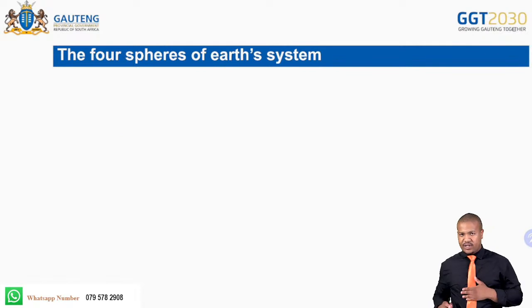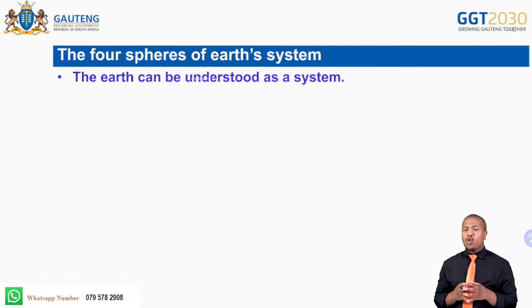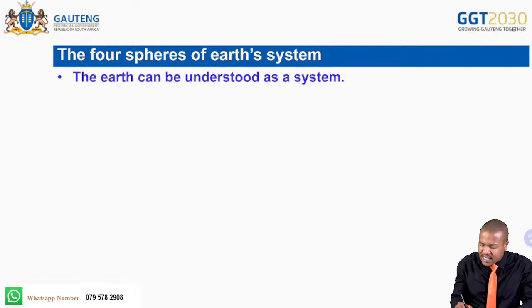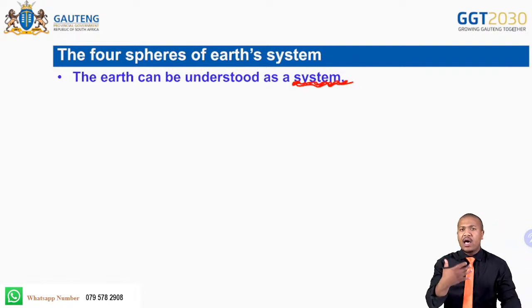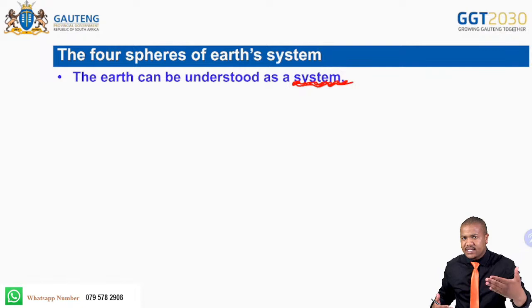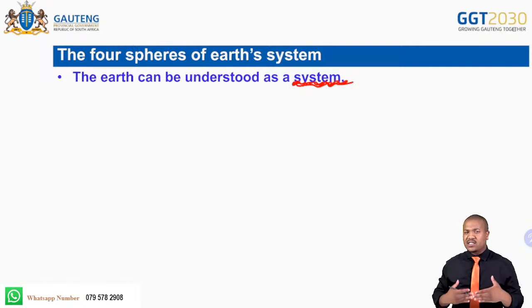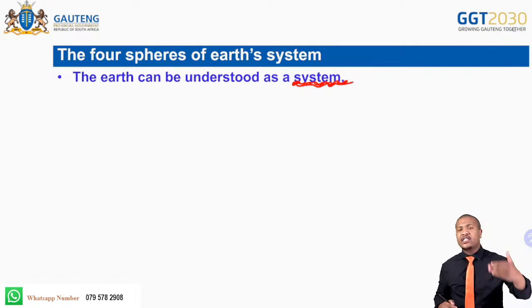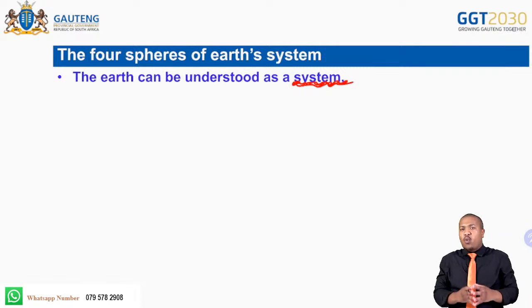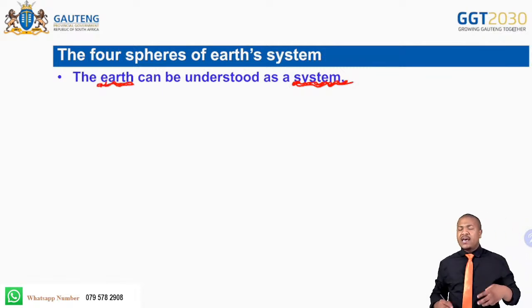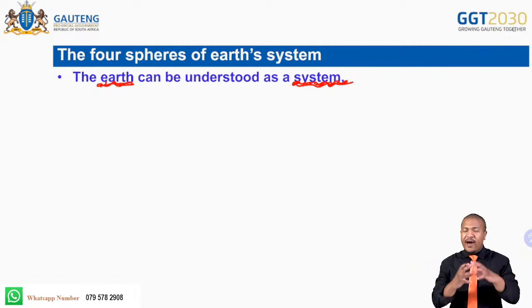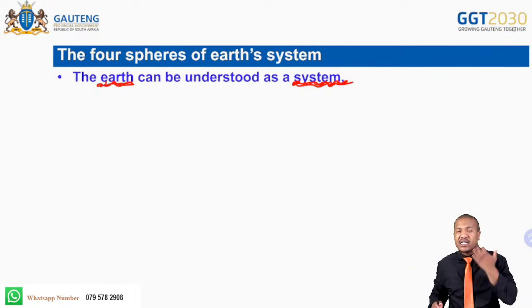So now let's start with today's main meal, the four spheres of the earth system. The earth can be understood as a system. Let's underline this word here: system. What is a system? Let's remember our baseline activity. We said that a system is different parts that are working together for a specific function. The earth as well is a system, meaning it has different parts that are working together for a specific function, for earth to be able to sustain life.